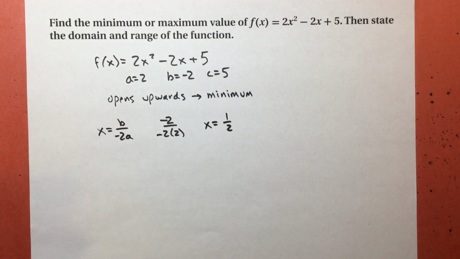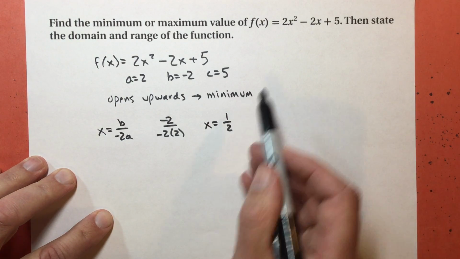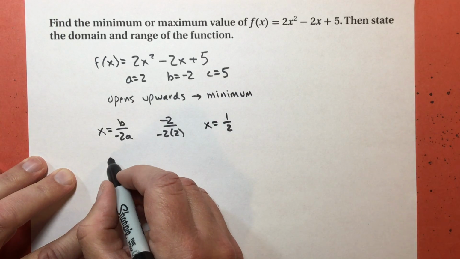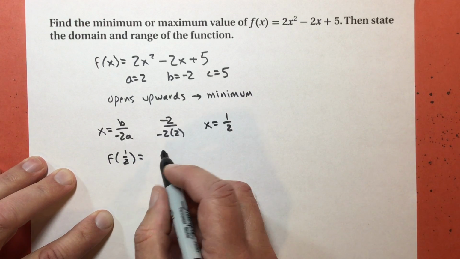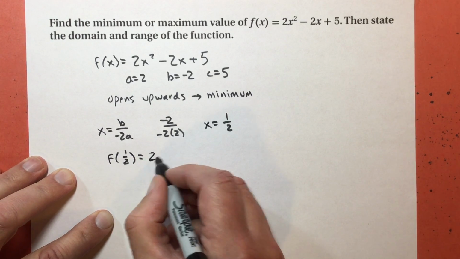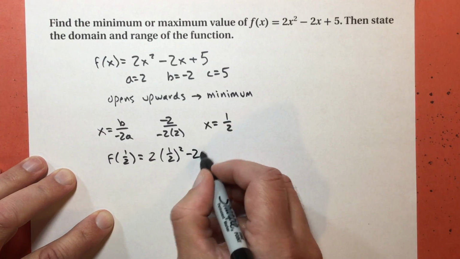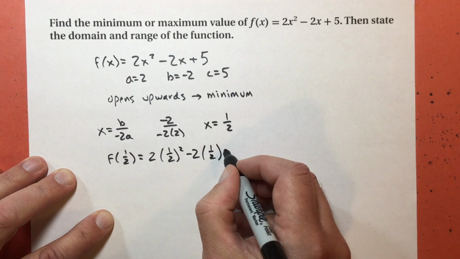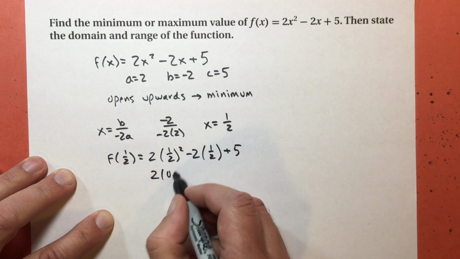Now I need to find the y value. I'm going to take that and put it in my function. And I get f of 1/2 equals 2 times 1/2 squared, subtract 2 times 1/2, plus 5. And again, if you want to use 0.5, you can.